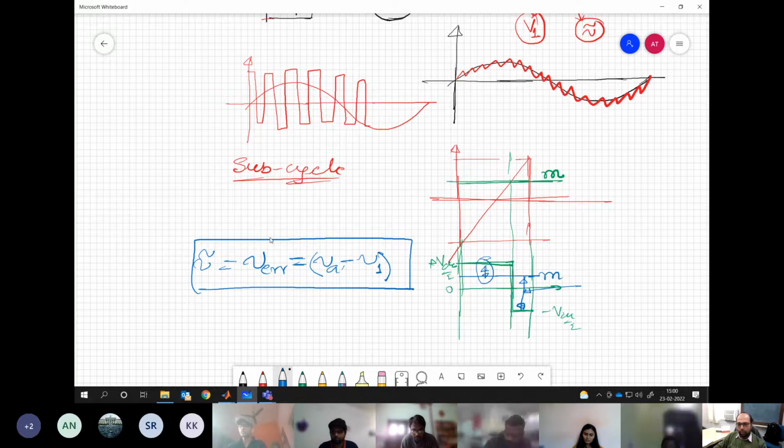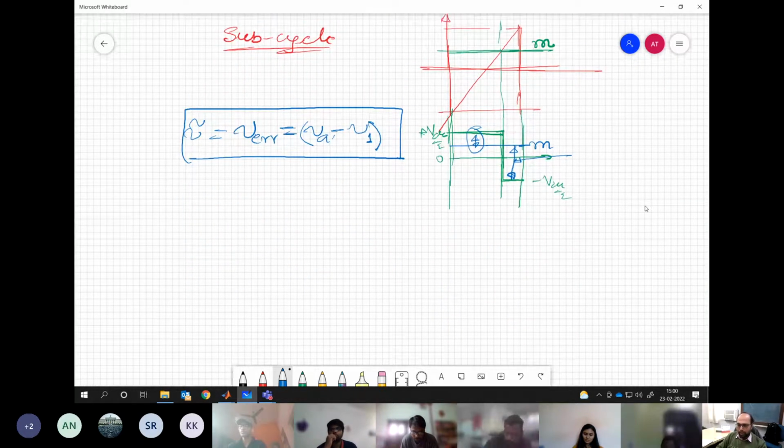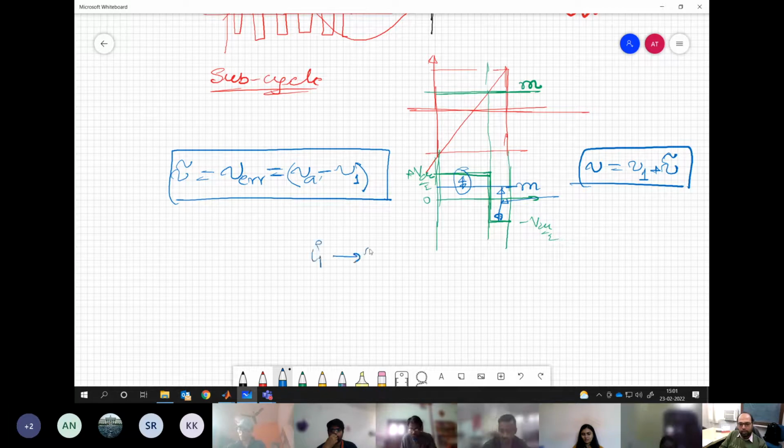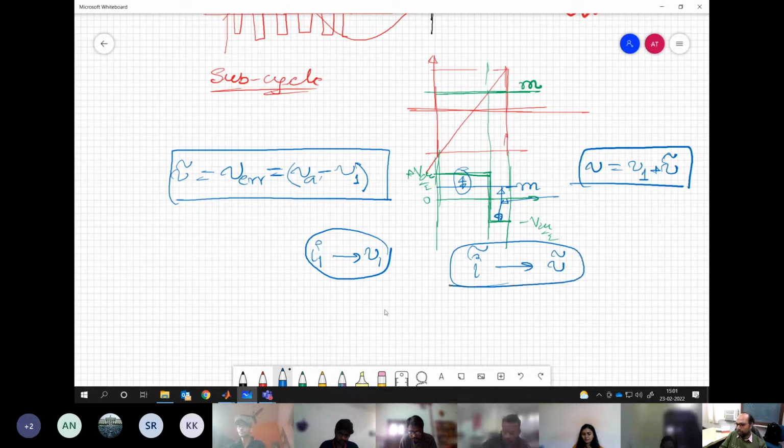Now, we can say that whatever voltage we are having, this also has two components. One is fundamental, another is ripple or error, whatever you want to call it. So our fundamental current is dictated by the fundamental voltage and of course the machine conditions, and the ripple current is dictated by the ripple voltage that we are feeding into the system.